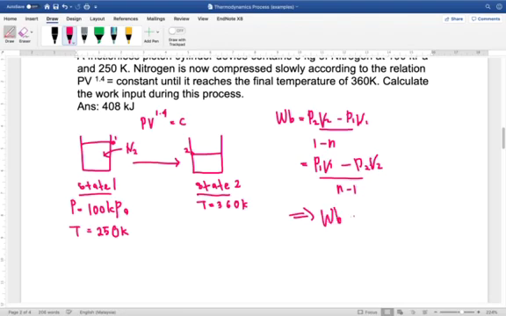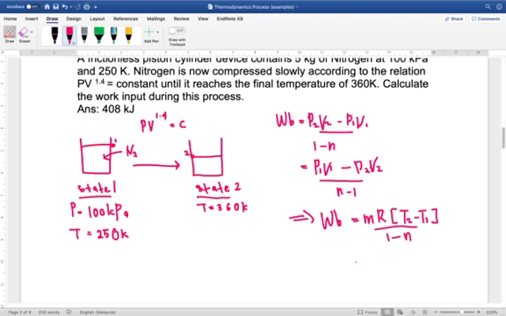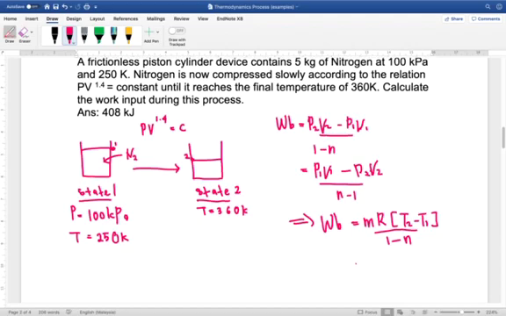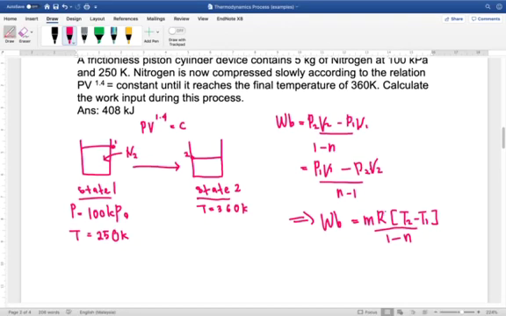WB is equal to mR times T2 minus T1 over 1 minus n. Okay, so we have m, which is the mass, 5 kilogram.